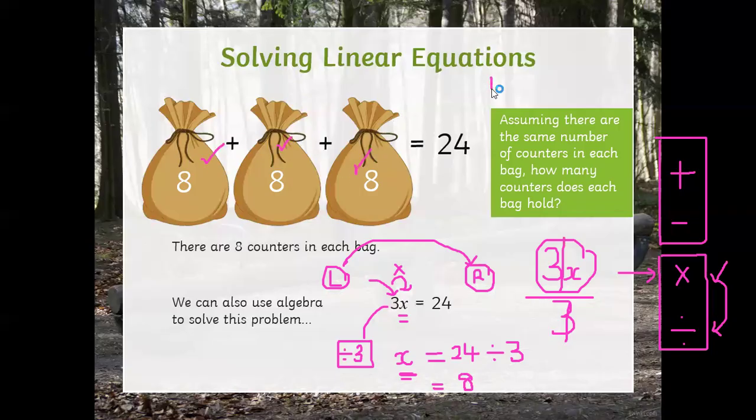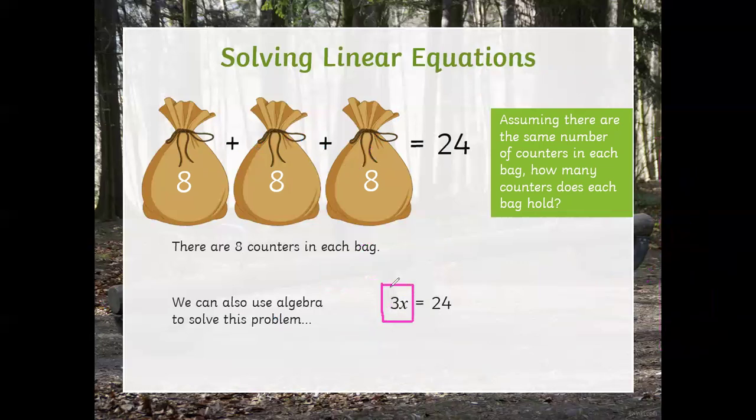So what was the first step that I did? I said that we use the term x to represent the number of counters in each bag. Then we create the formula 3x equals 24. This is an equation. It's a linear equation. The x is to the power of 1 here. Now after doing that, we need to do what we call the reciprocal.